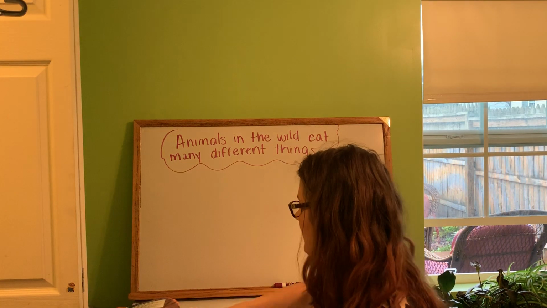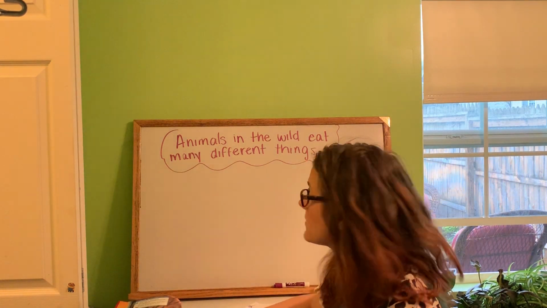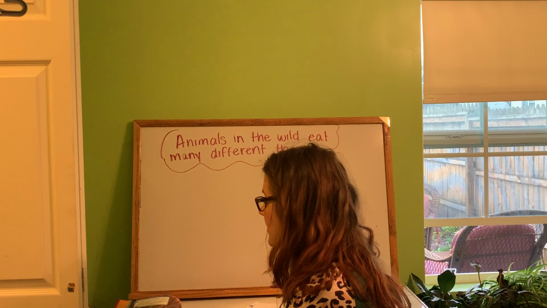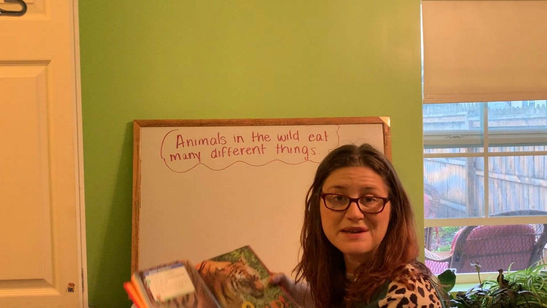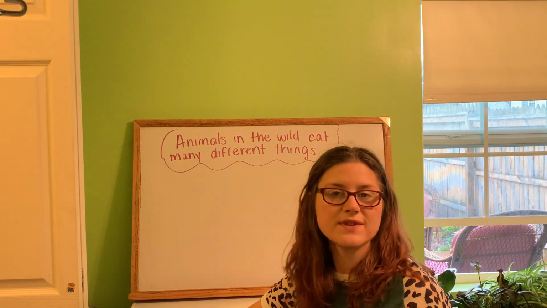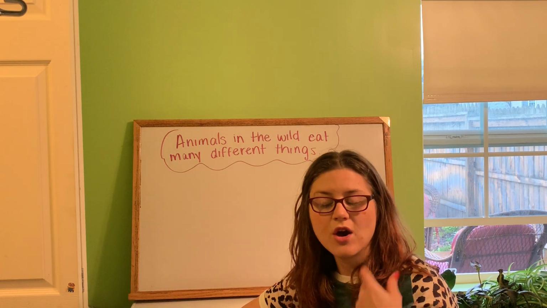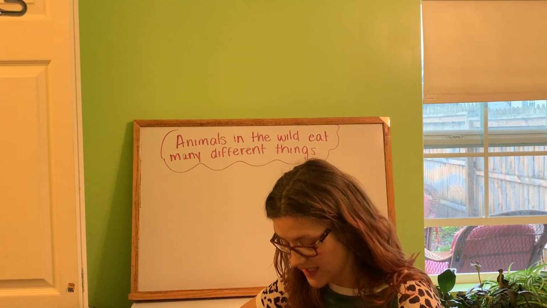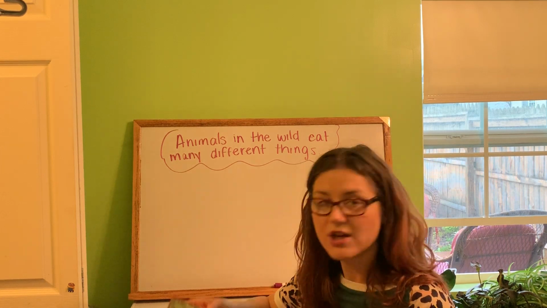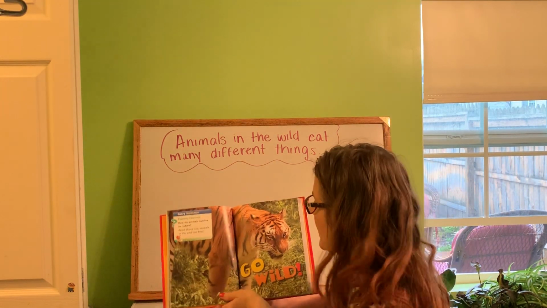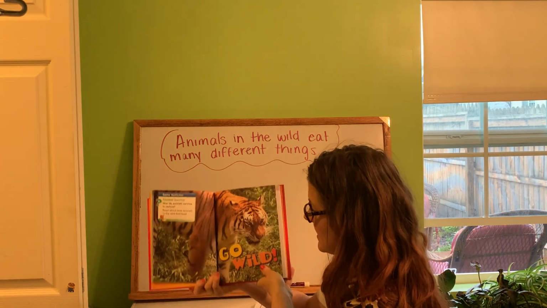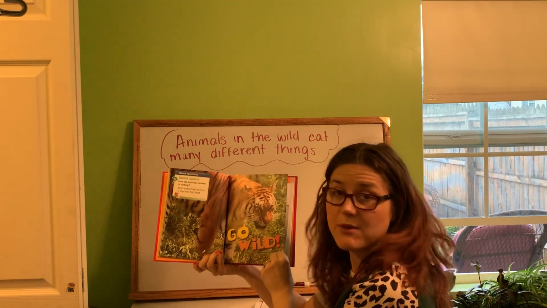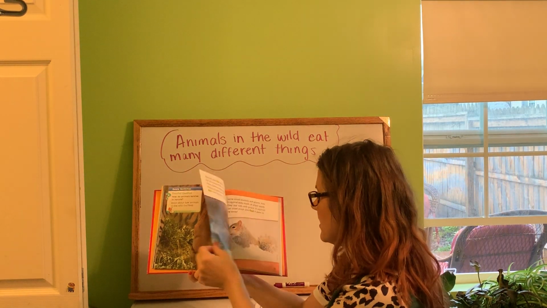So our essential question or focus for this week is, how do animals survive in nature? So all of the texts that we are reading are about ways that animals survive. So today I am going to read Go Wild, and I am going to ask the kids before I read to take a picture walk through the book.